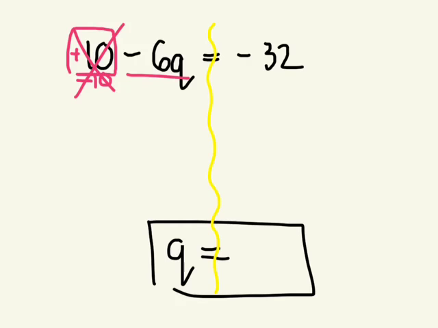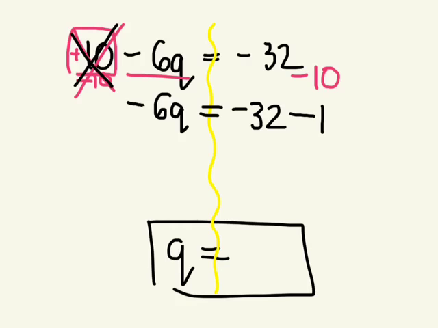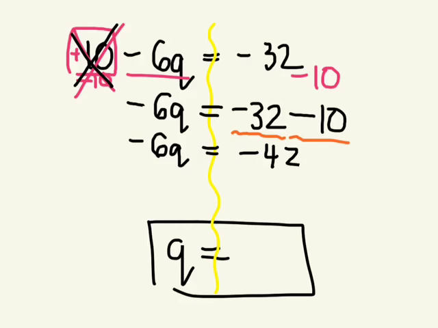But whatever you do to one side, you have to do to the other side. So I have to take 10 away from this side. I'm still left with my negative 6q. I've gotten rid of this. And on the right side, I have negative 32, take away 10. I'm not going to do anything with the negative 6q yet. But on the right side, I can take 10 away from negative 32, right? Negative 6q equals negative 42, right?